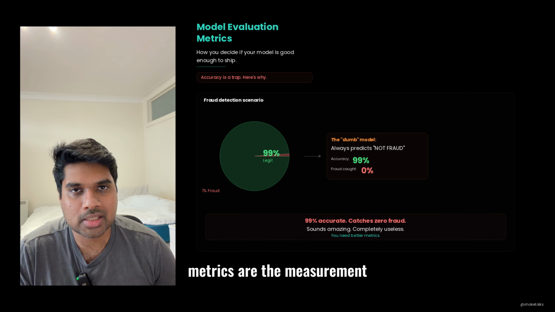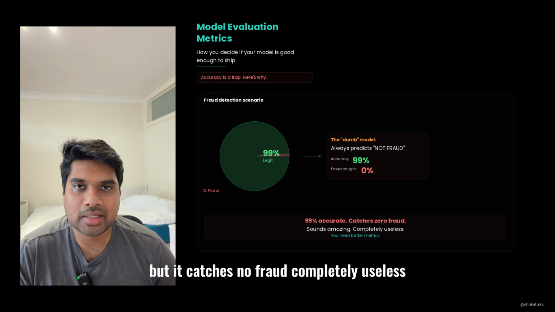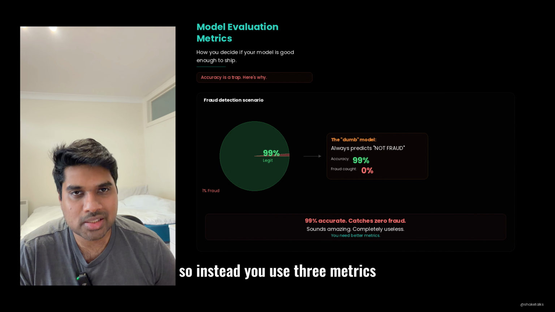Say you are building a fraud detection model. 99% of transactions are legitimate, 1% are fraud. If your model just predicts not fraud every single time, it gets 99% accuracy. It sounds amazing, but it catches no fraud. Completely useless. So instead, you use 3 metrics.